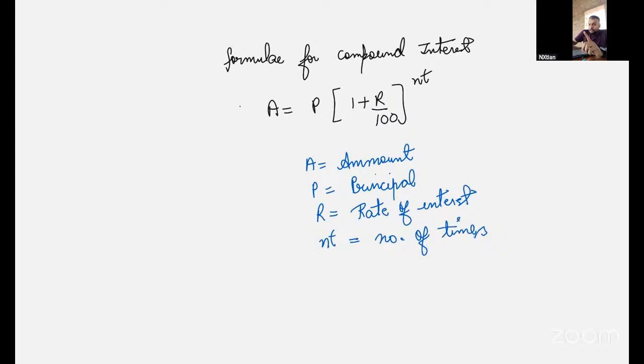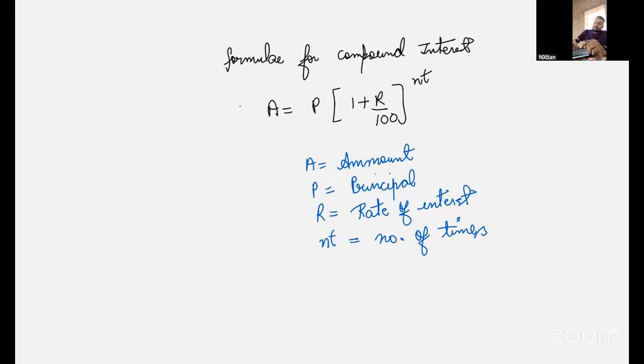Listen, listen. If I will say the time period is 1 year and compounded annually. Compounded annually means the interest will be after 1 year. So how many times we have to calculate interest? Only one time. Because when the year completes, we have to calculate the interest. Did you understand? So in that case, NT will become 1.